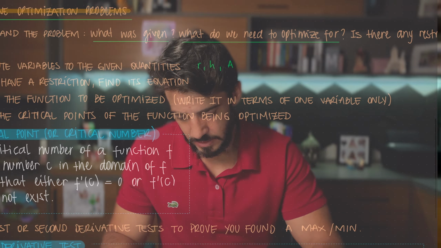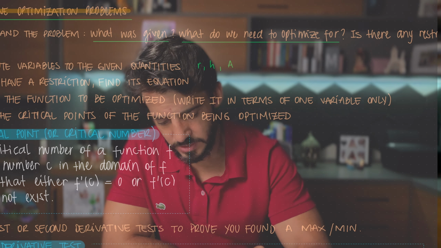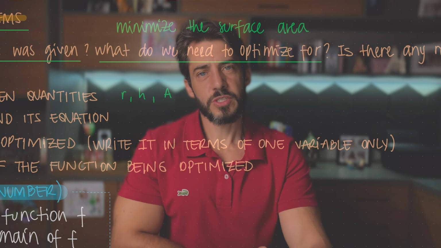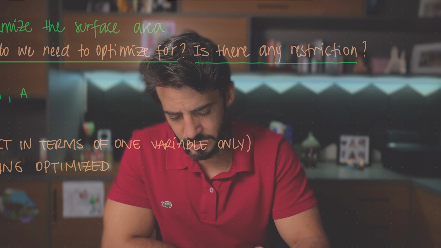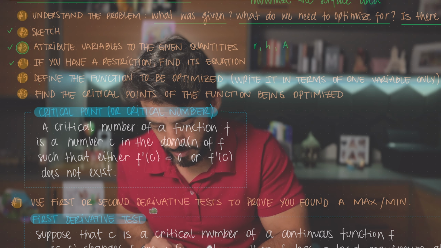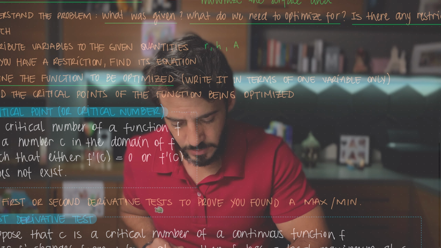And do notice that in our cheat sheet, we already know, for example, what we need to optimize for. So we're going to minimize the surface area, which is what we're going to do next. The restriction that we had was the volume. We have a finite volume, which was capital V. And we already defined the function to be optimized in question B. And we did write it in terms of one variable only.